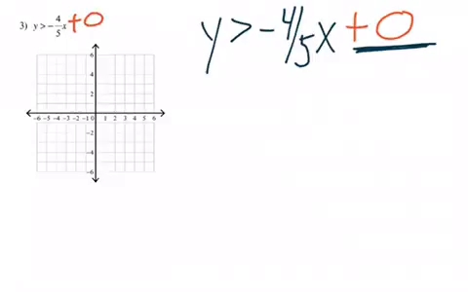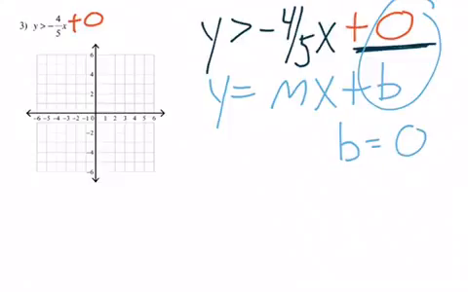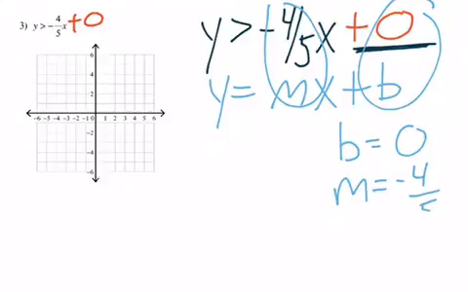So using slope-intercept form, which is y equals mx plus b, to graph this, my b value, or my beginning spot on the y-axis, would be 0. And then my m, or my slope, would be negative 4/5. So to graph this, we would begin at the point of origin 0, 0, which is right here. And then my slope would be negative 4/5.